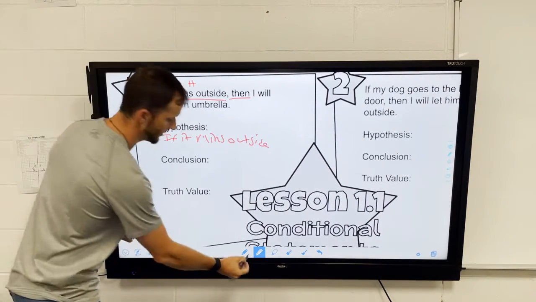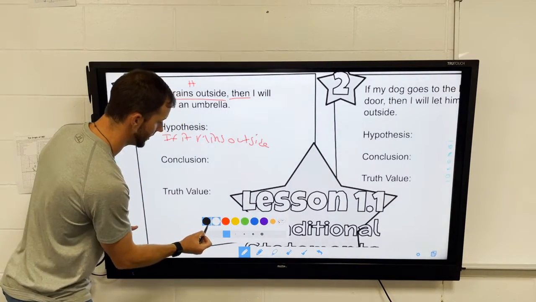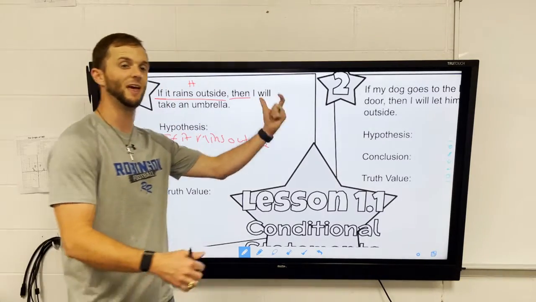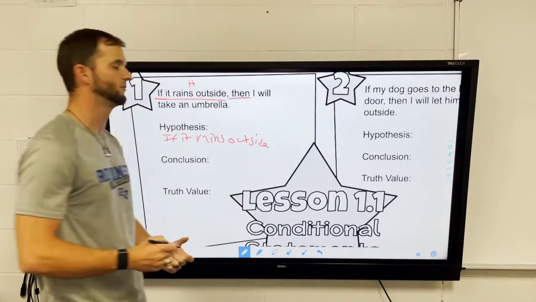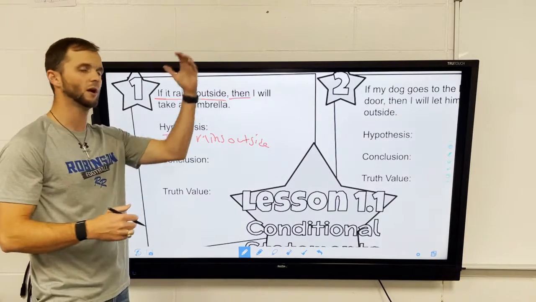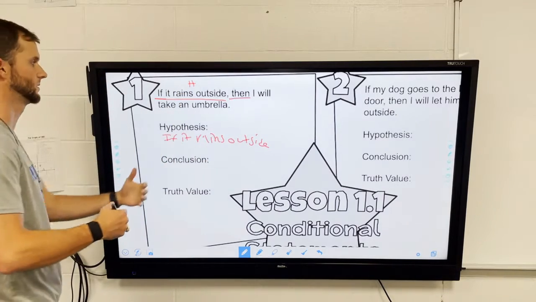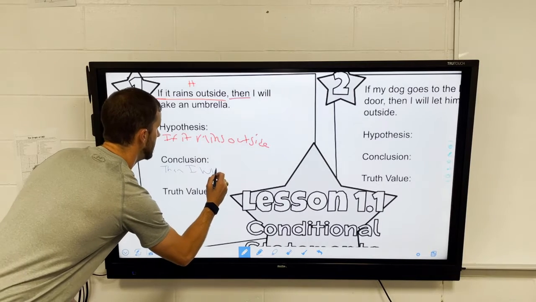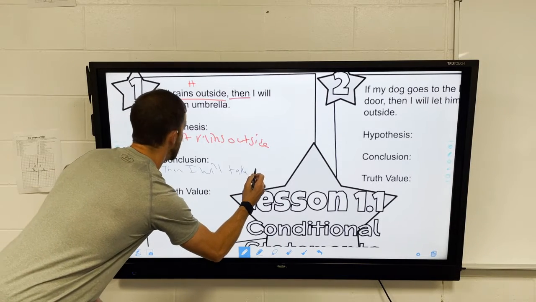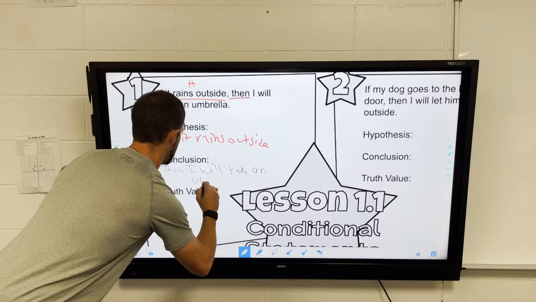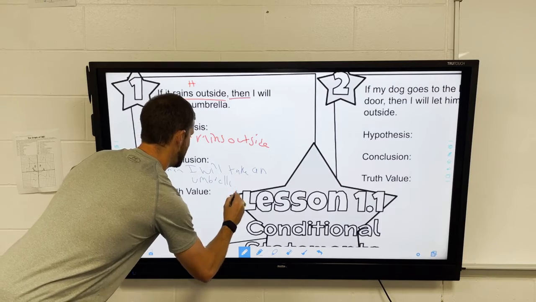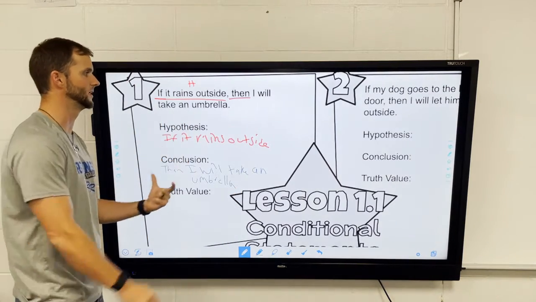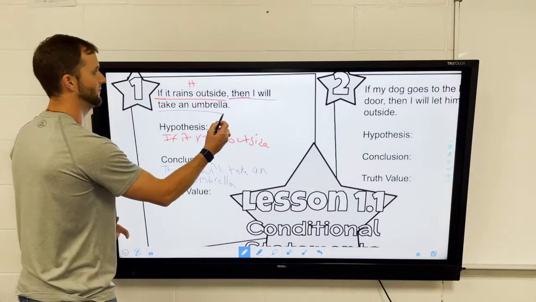The next thing we're going to look at is your conclusion. The conclusion is what comes after the then, so at the end of the sentence: then I will take an umbrella. So if it rains outside is your hypothesis, and your conclusion is what comes after the then, so that's my conclusion.